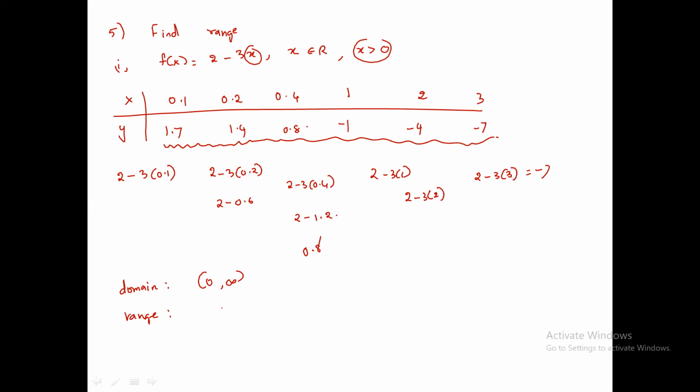That means it is going up to minus infinity. And it is going up to 2. Because suppose if you take x as 0, you will get 2. But of course you should not take x as 0. You have to take greater than 0. So this is the range.